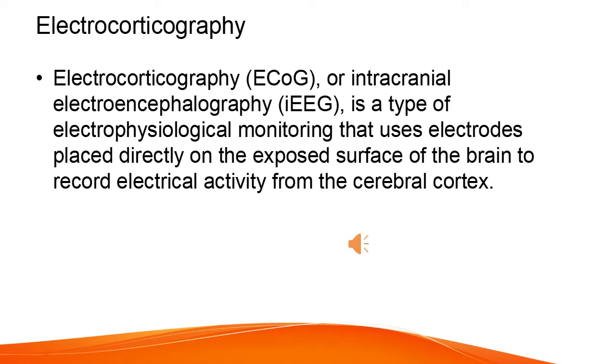Electrocorticography, ECoG, or intracranial electroencephalography, iEEG, is a type of electrophysiological monitoring that uses electrodes placed directly on the exposed surface of the brain to record electrical activity from the cerebral cortex.